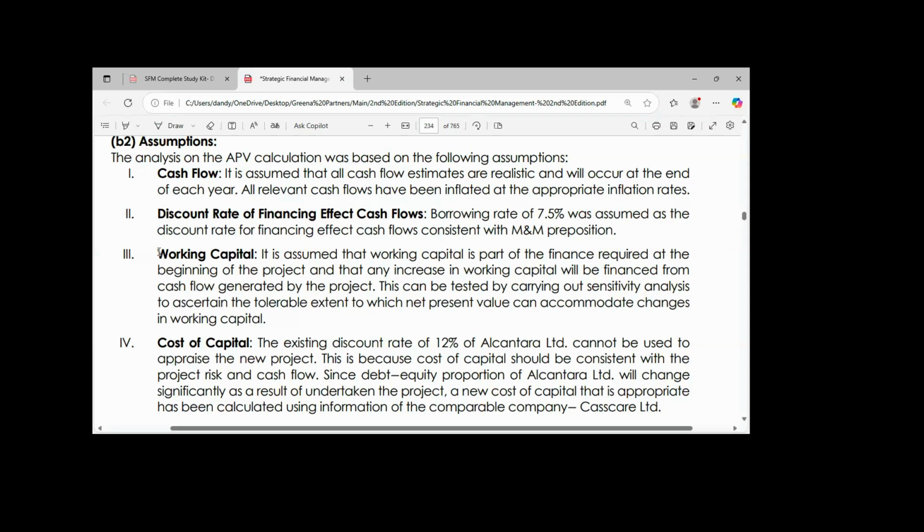Then, the third assumption is on working capital. It's assumed that working capital is part of the finance required at the beginning of the project, and that any increase in working capital will be financed from the cash flow generated by the project. This can be tested by carrying out sensitivity analysis to ascertain the tolerable extent to which the present value can accommodate changes in working capital. This is just an addition, but you don't need it. If you stop here, you're good. So that's our assumption on that.